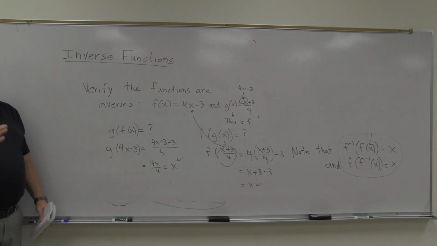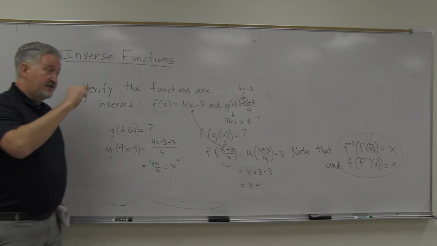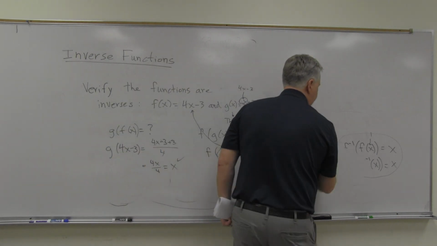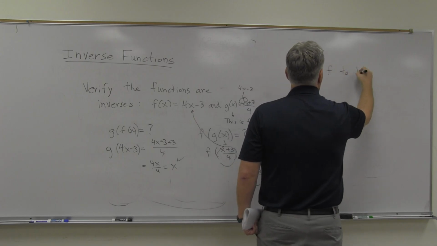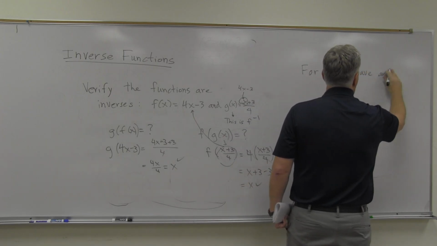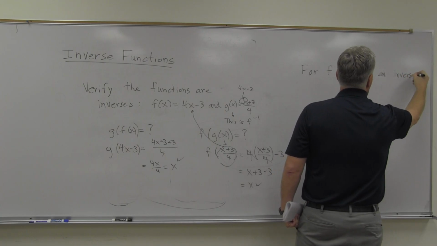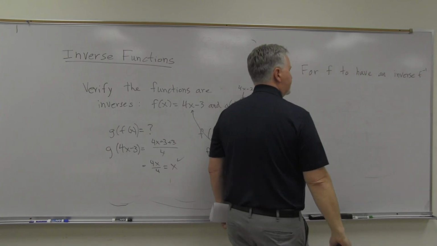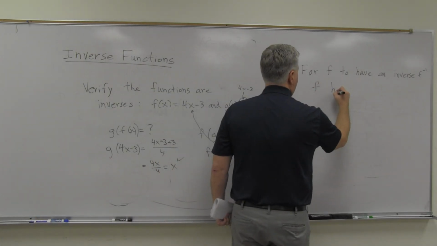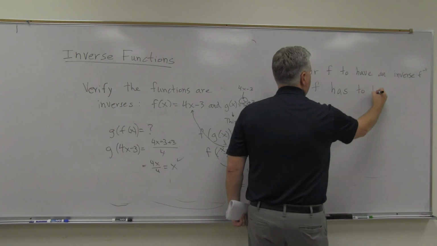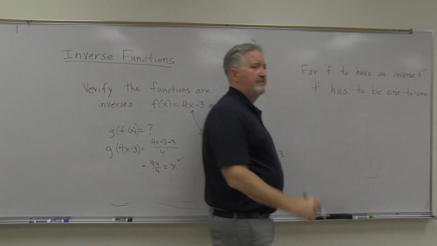Now, I said not all functions have inverses. Because here's the restriction on it. For f to have an inverse, f inverse. Sometimes talking and writing at the same time doesn't work. All right. For f to have an inverse function f inverse, f has to be what we call 1-to-1. So you have to have a function that's 1-to-1.